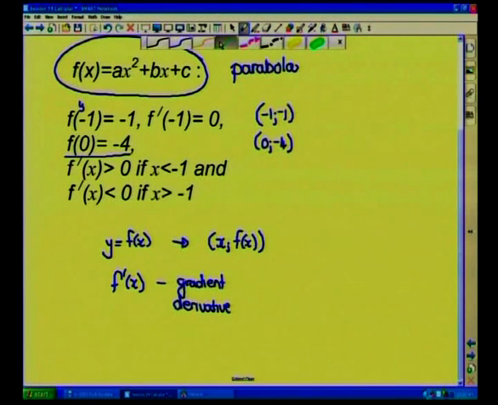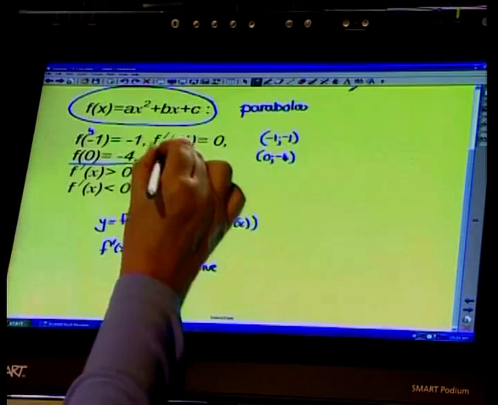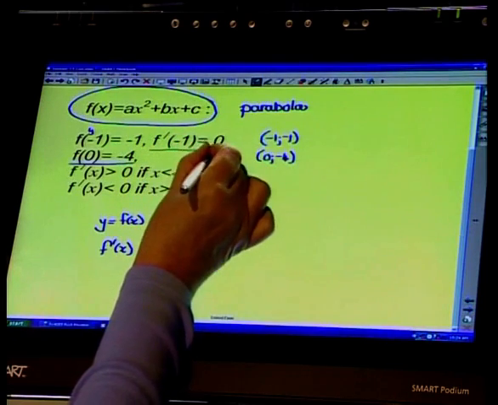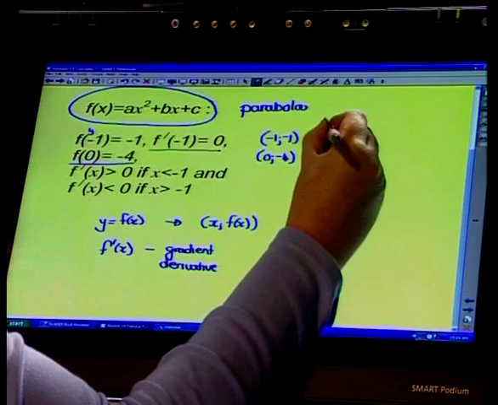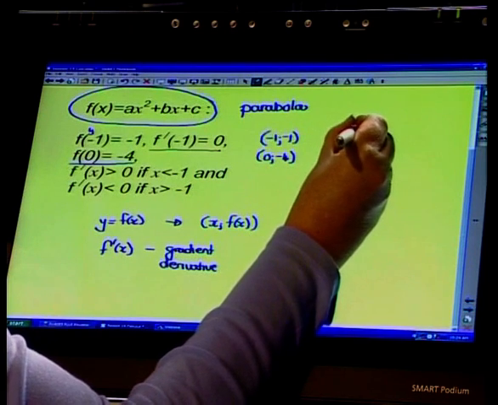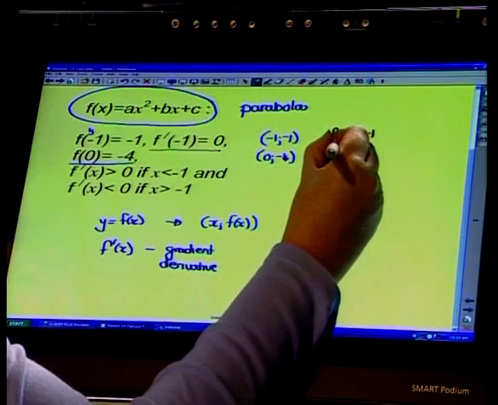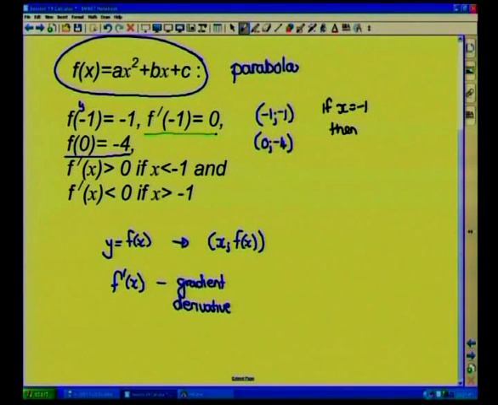Right, so if we look at this here, what is it telling me? It's telling me if x equals minus 1, then the derivative, or the gradient, is 0. In other words, at minus 1 we have a stationary point.